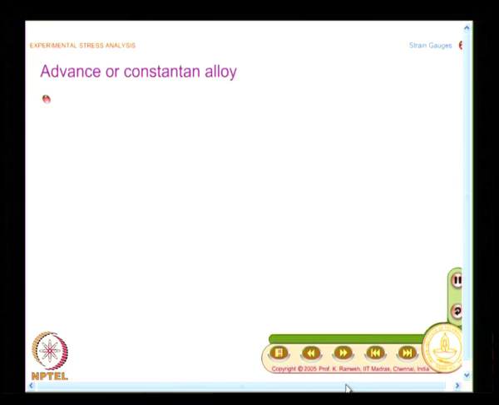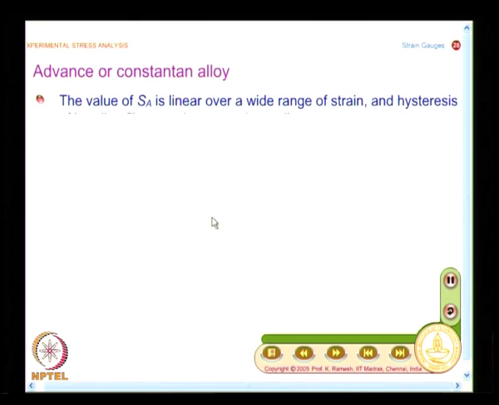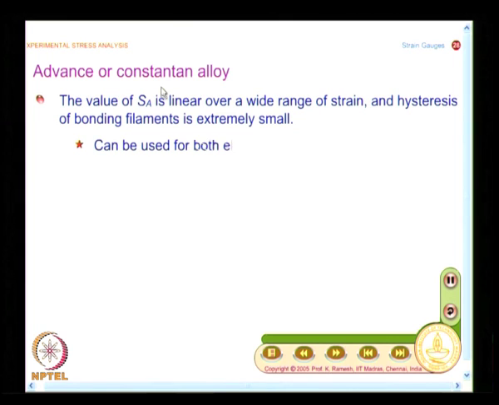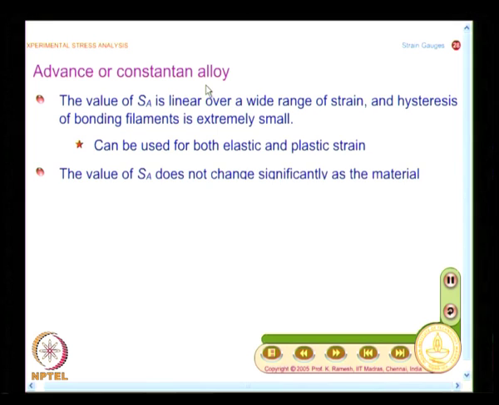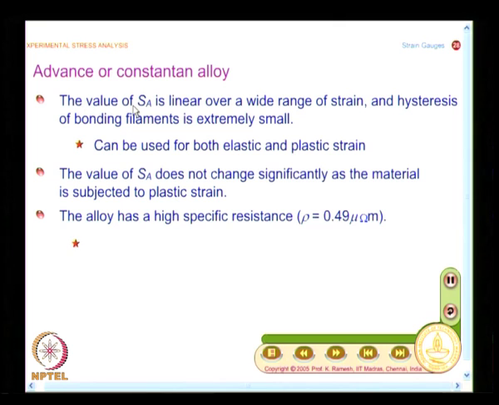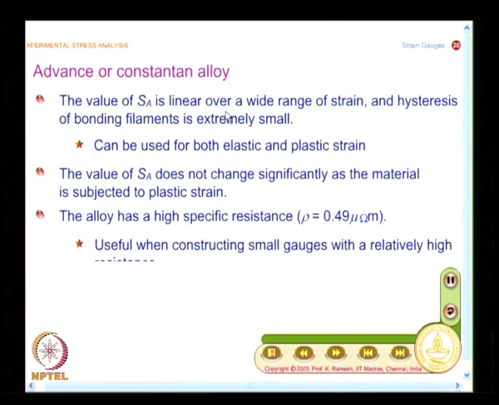We have already seen in some detail what are all the properties of advance or constantan alloy, and we will have a quick look at this. What you find here is the value of SA is linear over a wide range of strain, and hysteresis is extremely small. So, that is the advantage.